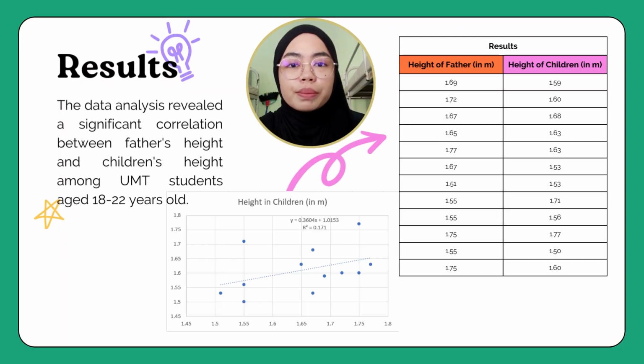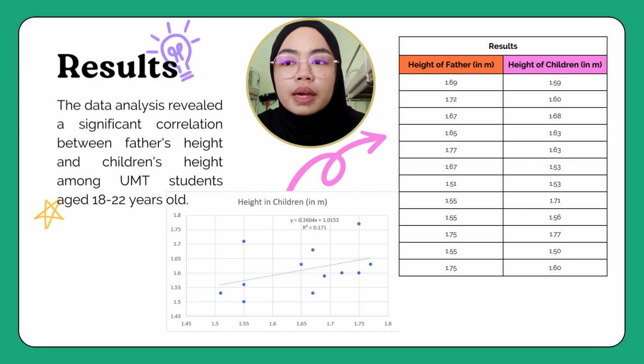So next, I'm going to talk about the results in this project. The data analysis revealed a significant correlation between father's height and children's height among UMT students aged 18 to 22 years old. From the table you can see in the slide, this data we got from a survey using Google Form. My team and I spread the Google Form link using our social media in order to get a variety of data.